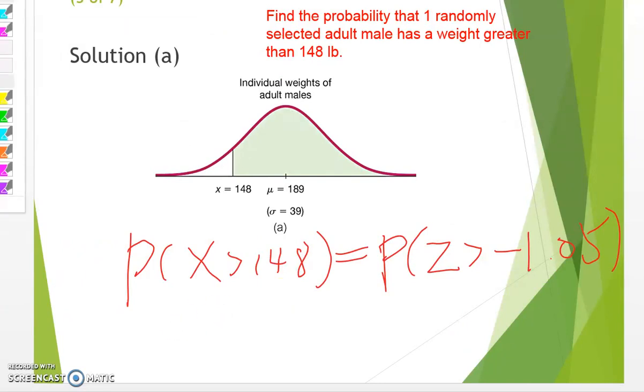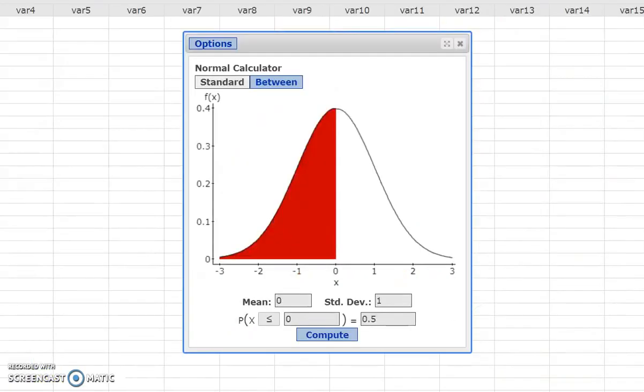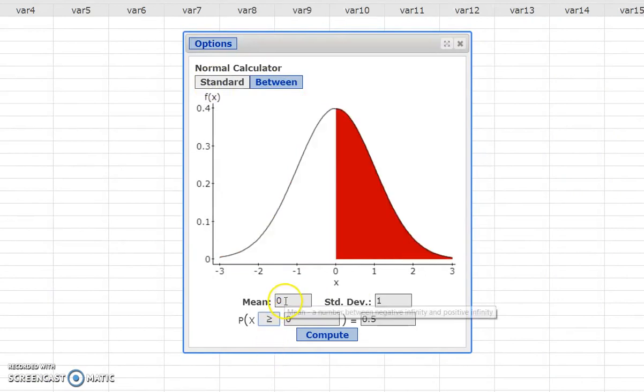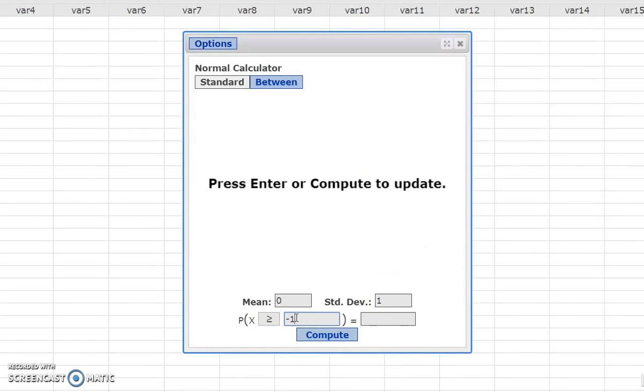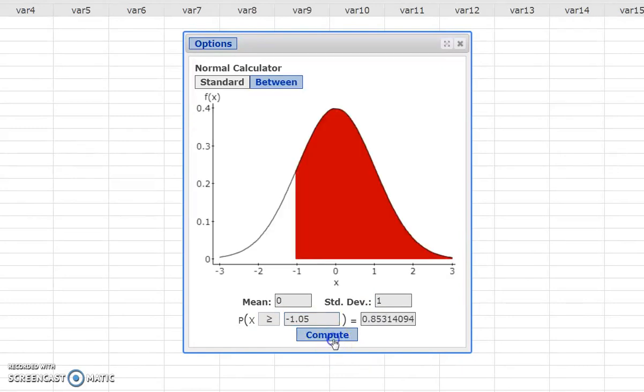So let's do this in StatCrunch. StatCrunch gave us the calculator here. So that's going to be standard, and it's greater than. Check the mean to be 0 and the standard deviation to be 1. That is correct, and z is greater than negative 1.05. Compute the probability. The graph looks consistent with what we had before. So it's 0.8531.